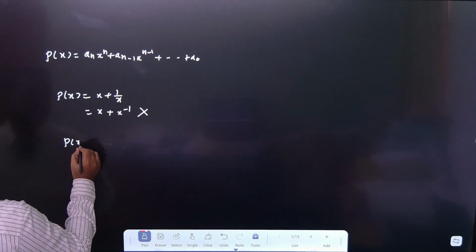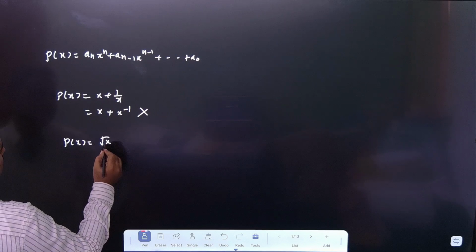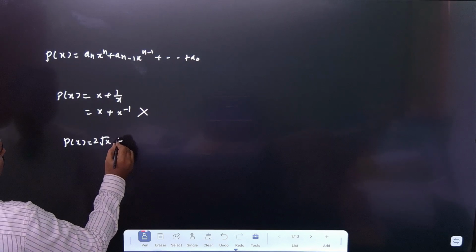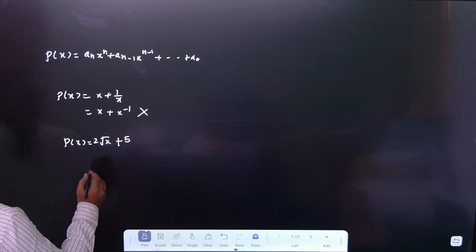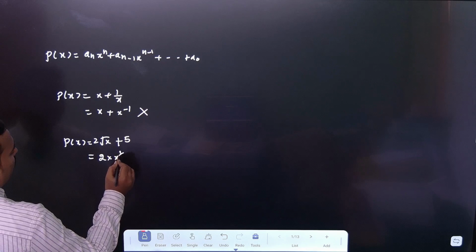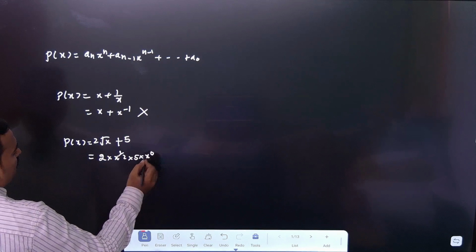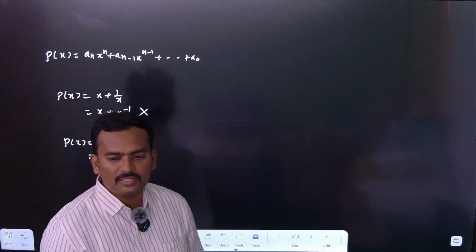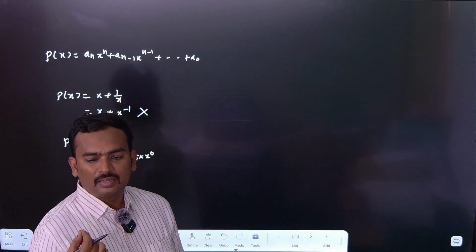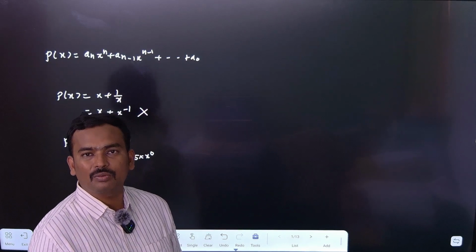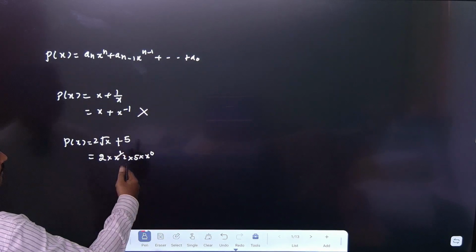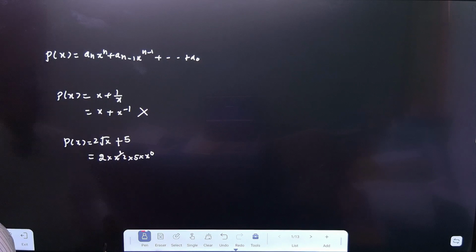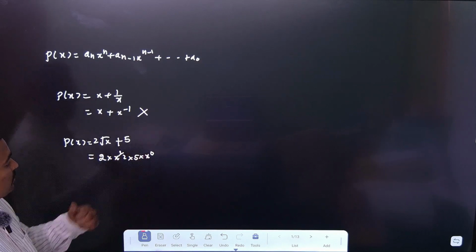Let's take p of x equal to square root of x plus 2 times square root of x plus 5. Is this a polynomial or not? Here 2 into x to the power 1 by 2 appears, and 5 is 5 into x to the power 0. For a constant polynomial, what is the degree? The highest power is 0, because 5 can be written as 5 into 1, and 1 can be written as x to the power 0. Clear? So the degree of a constant polynomial is 0.